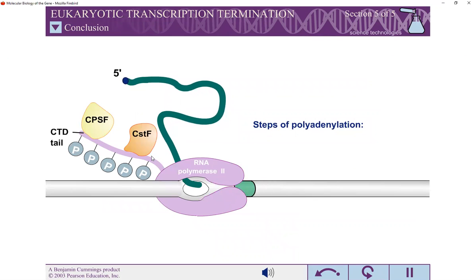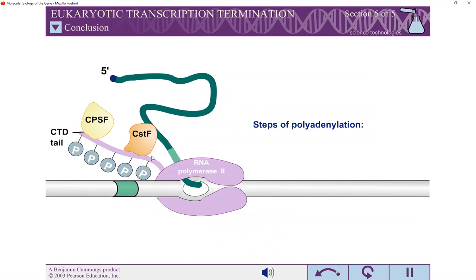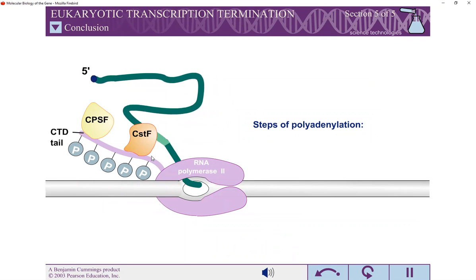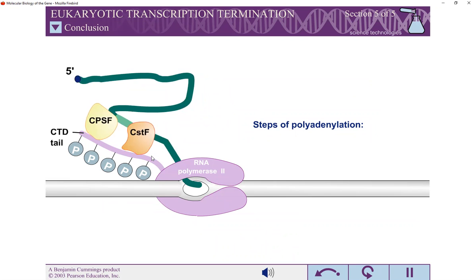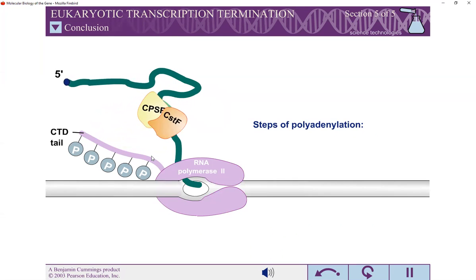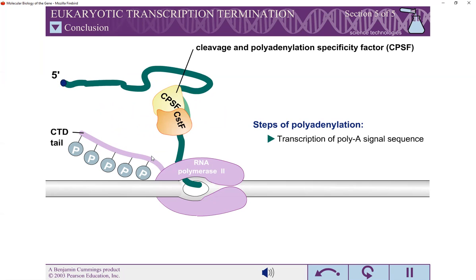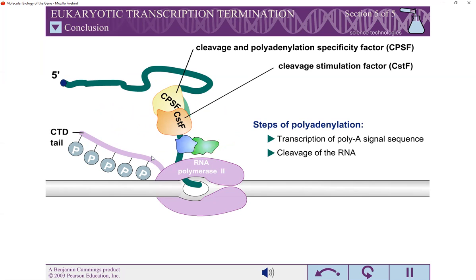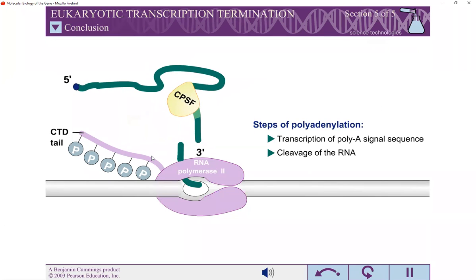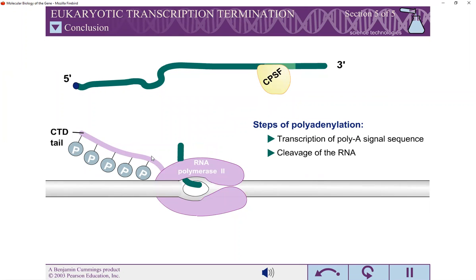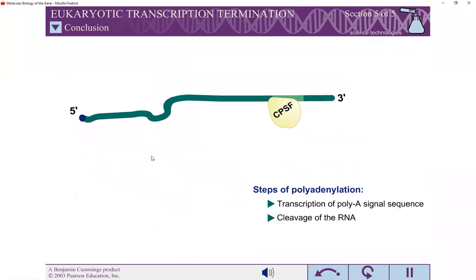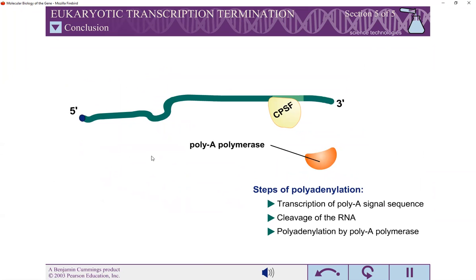A long chain of adenines is added to the 3' end of a eukaryotic mRNA transcript during the termination phase of transcription. Polyadenylation involves several factors. The cleavage and polyadenylation specificity factor, the cleavage stimulation factor, and additional cleavage factors work together to cleave the RNA transcript after transcription of a poly A signal sequence. CPSF then recruits poly A polymerase, which catalyzes polyadenylation.